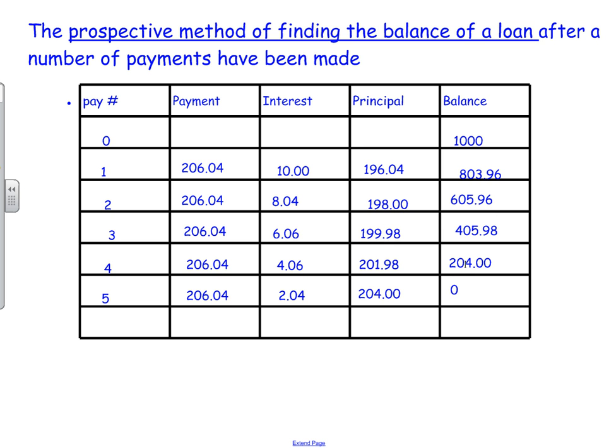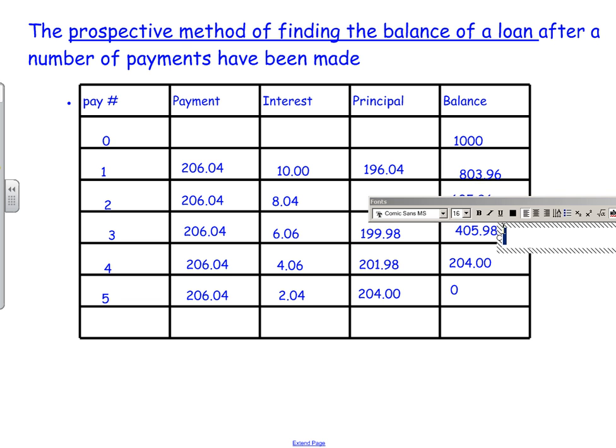For the purpose of continuing on, though, we need a formula for being able to jump to the balance owing on a loan at any particular time. One of those methods of finding the balance, of finding this particular answer right here, for instance, 405.98, is called the prospective method of finding the balance of a loan.